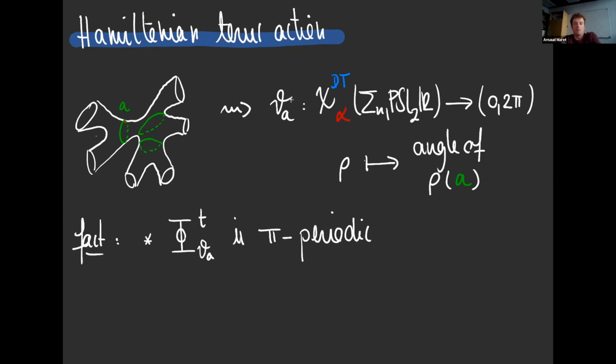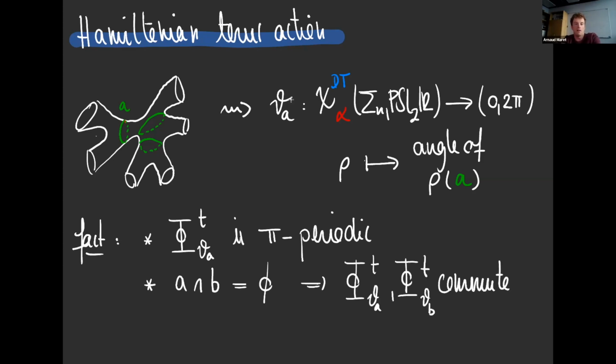And I'm going to look at its Hamiltonian flow. The first thing we can compute is that all these flows, no matter which curve A you pick, will always be pi periodic. So they all have the same period. Another observation you can make, which is not too hard, is that if you look at the flows coming from two disjoint curves, here A and B, then their flows will commute. Right. So what do we do now? Let's try to take the maximal number of such flows we can take.